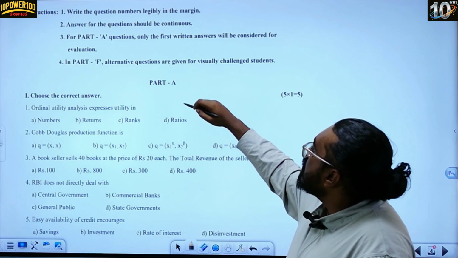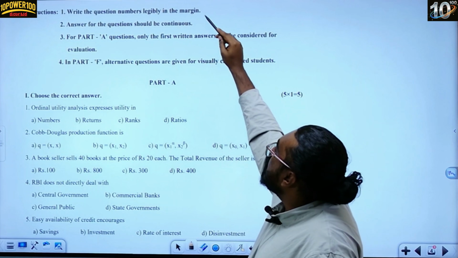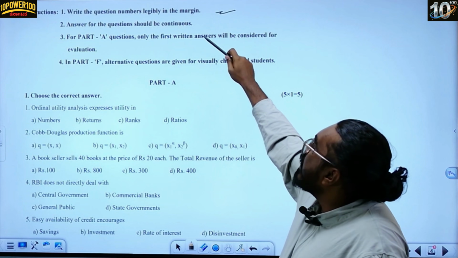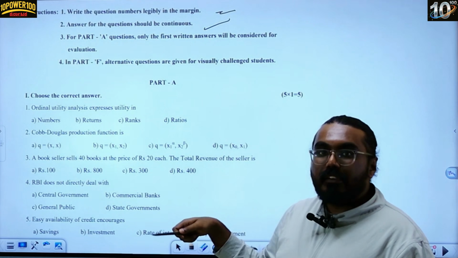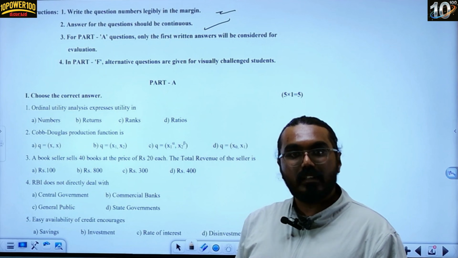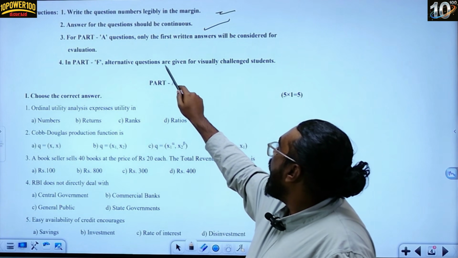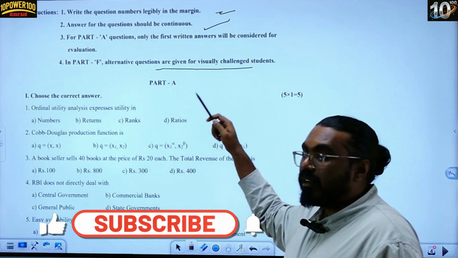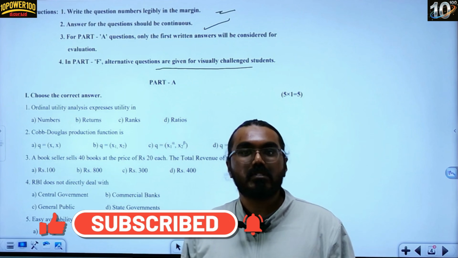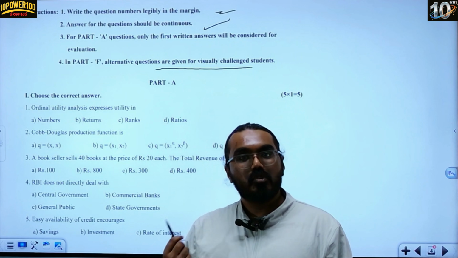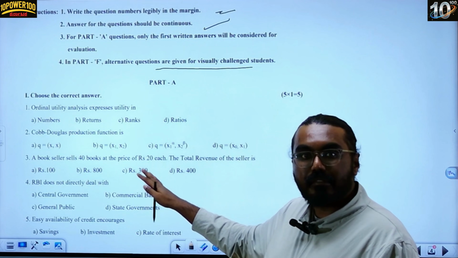So some instructions that you should keep in mind, I think we tend to forget these instructions, no? So write question numbers correctly. It should be continuous. For part A, that is these MCQs, if you attempt a second time or third time by scratching answers, I think the first answer will be considered, is what they're saying. And part F is only for visually challenged students, those who are unable to draw diagram-based questions or numericals. Those children will be attempting those questions.